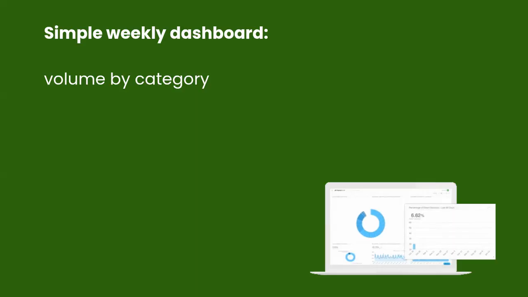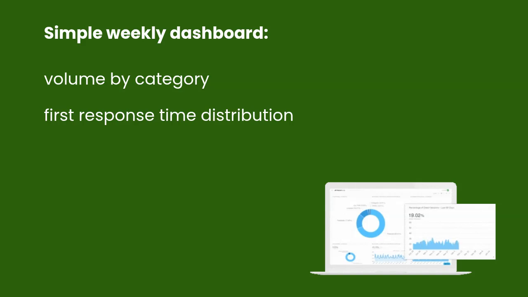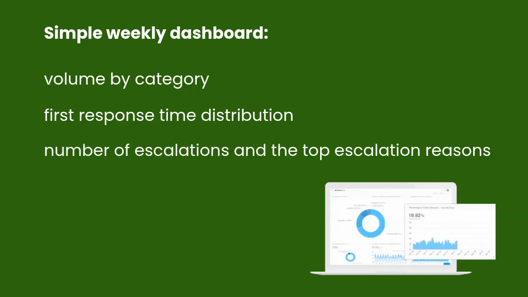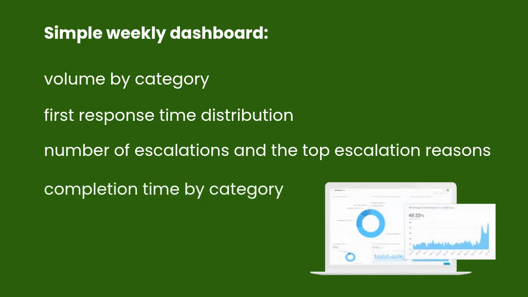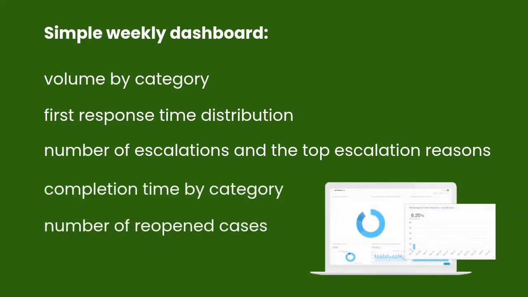Now, a simple weekly dashboard can include volume by category, first response time, and the distribution of the time to completion, like a bit of a plot. Goes back to my statistical background and teaching statistics. The number of escalations and the top escalation reason, and the completion time by category, and the number of reopened cases. This tells you whether the workflow is settling down or whether exceptions are rising. It also helps you spot business changes. If you suddenly see more missing info escalations, it may indicate that a form changed or customers are asking different questions.